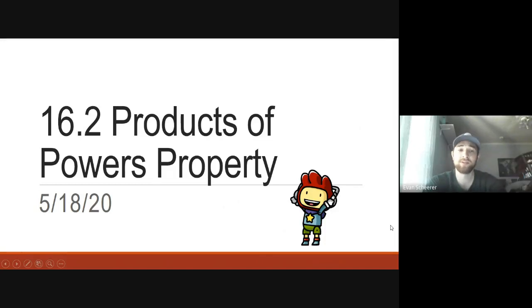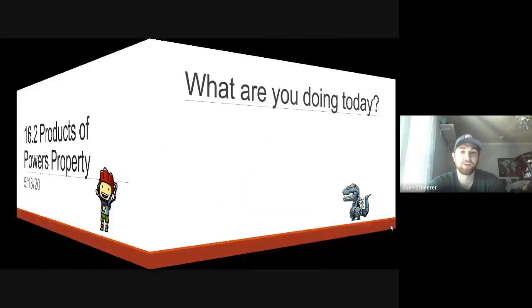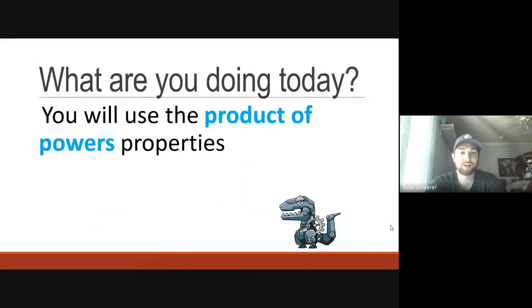We're doing properties, or the products of powers property. That's a lot of P's. Products of powers property. So remember, a power is an exponent, and then we are just going to find the properties of what happens. Remember, I said that last lesson. We're not going to do any rules last lesson, but now we are doing rules. So today, we're using the product of powers property.